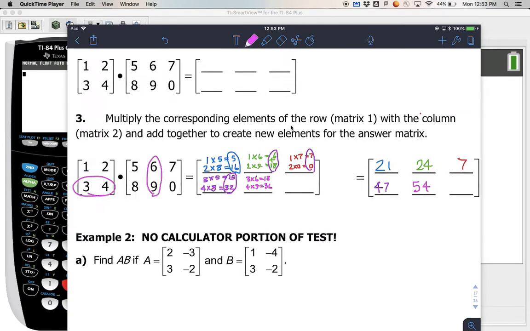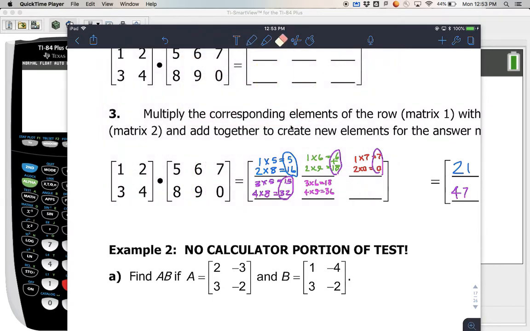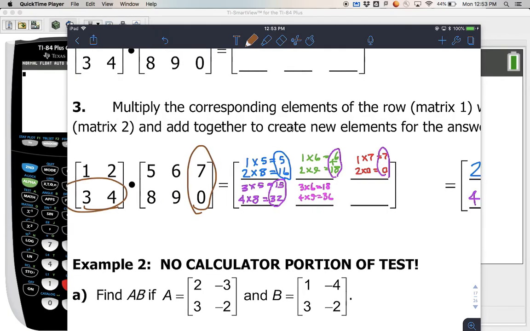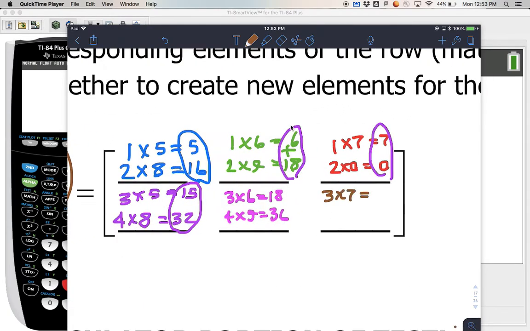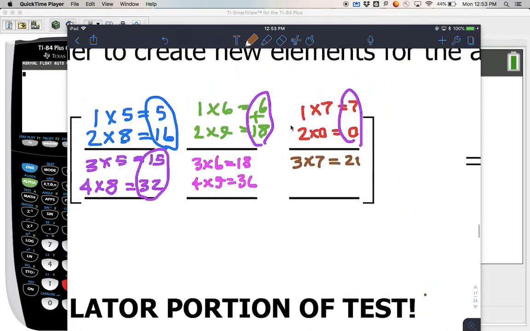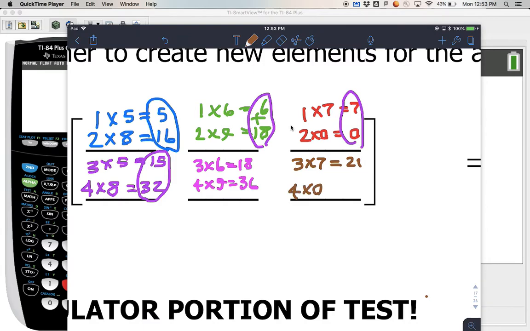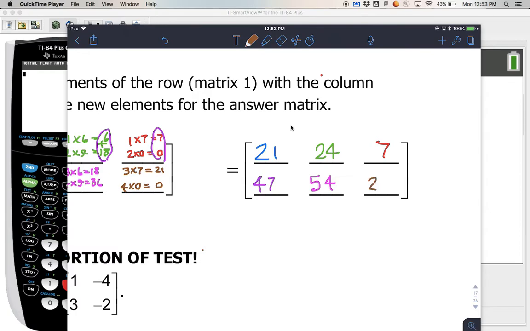So we do all that. And then last but not least, we'll do this last piece right here. I guess we're going to go brown. So now we're going to go bottom row and then right column. So that'll be 3 times 7, which is equal to 21, and then 4 times 0. Okay, and then when you sum those up, that'll get us 21.